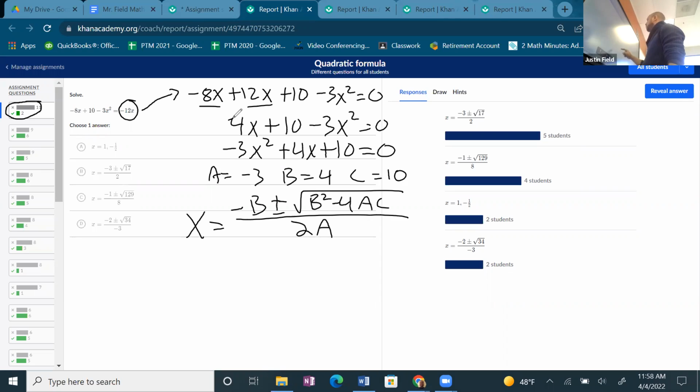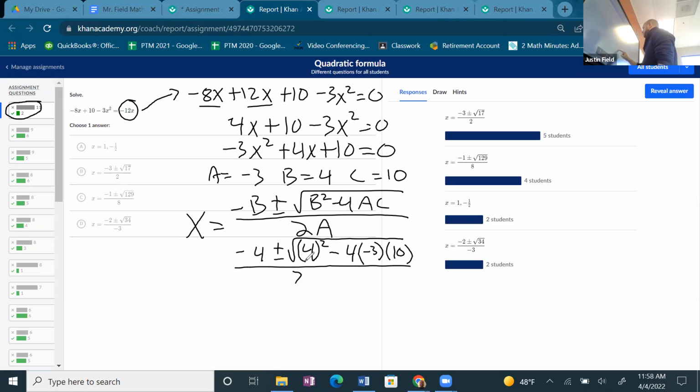So B is 4, so that's going to be negative 4, plus or minus square root of 4 squared. Take time to put the 4 in parentheses. If it was negative, that would be important, because the calculator, if you don't put it in parentheses, will keep it as a negative. But the negative times a negative is positive. Okay, A is negative 3 and C is 10, all over 2 times negative 3.